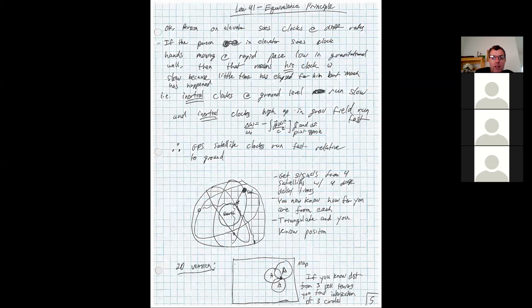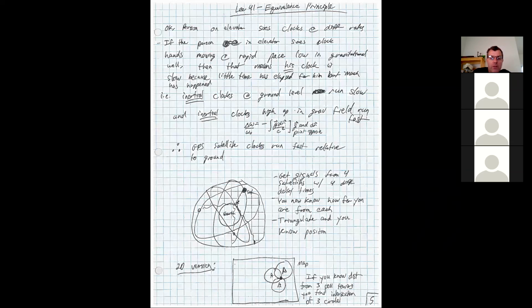You know what? Let's just ignore that. I said that wrong yesterday when I was writing this out. Here's the key point. The clock lower in the gravitational field runs at a slower rate, whereas an inertial clock high up in the gravitational field, like on the satellite, is running faster, okay? So GPS satellite clocks are running fast relative to clocks at the ground. Now let's talk about GPS.